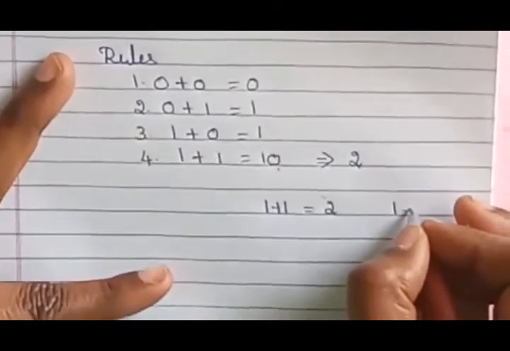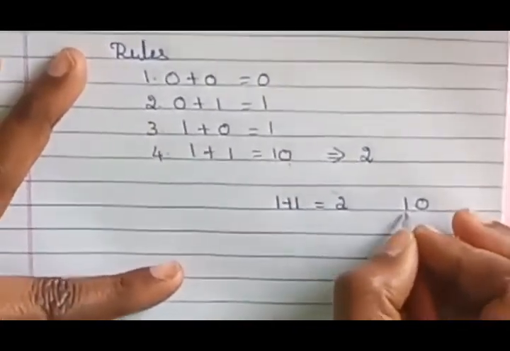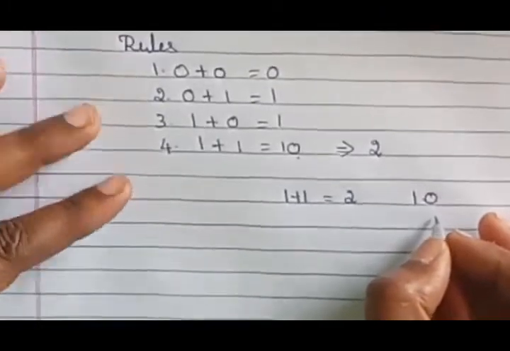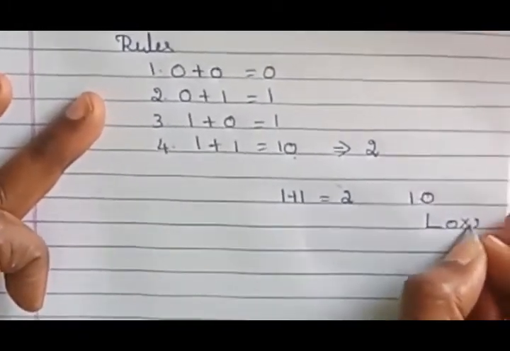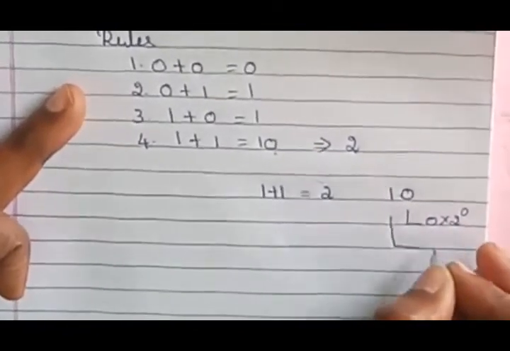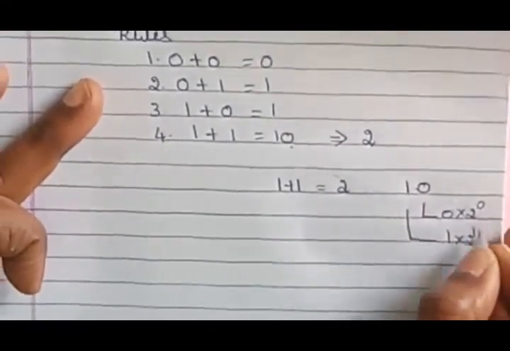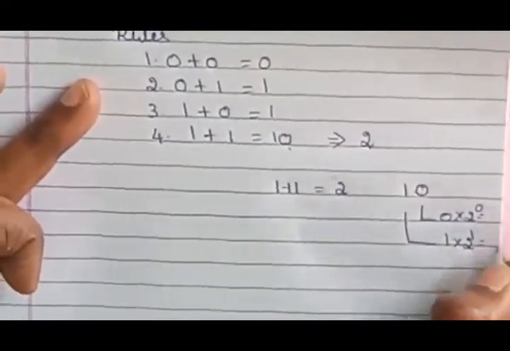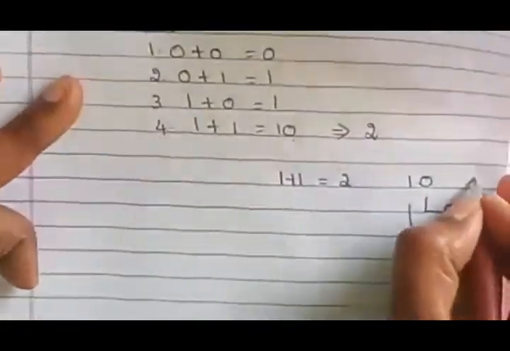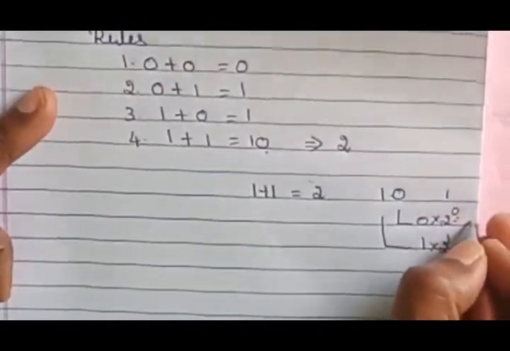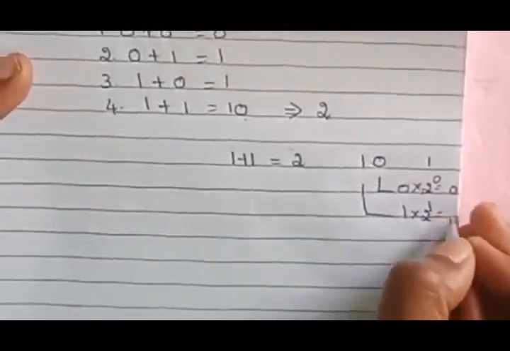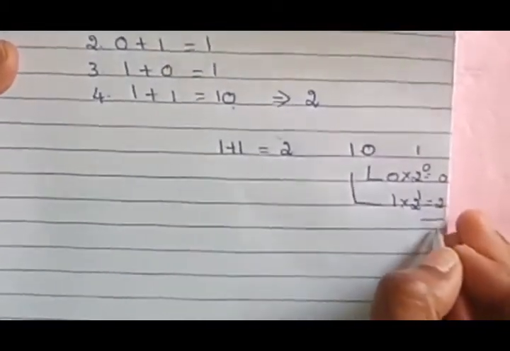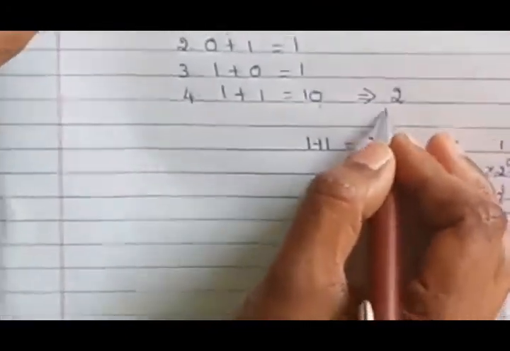How do you do the binary to decimal conversion? This is a binary number. How can you convert it to decimal? This is the position of 0 into 2 power 0, and this one is 1 into 2 power 1. We already know 2 power 0 is 1, so 1 into 0 is 0. 2 power 1 is 2, so 2 into 1 is 2. So what is the value now? 2. So now this 10 is equal to 2.